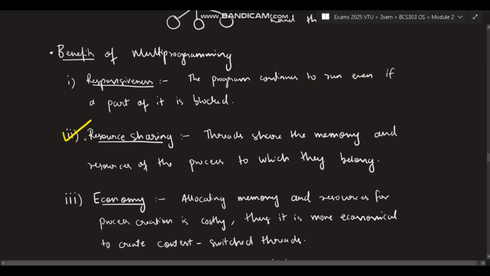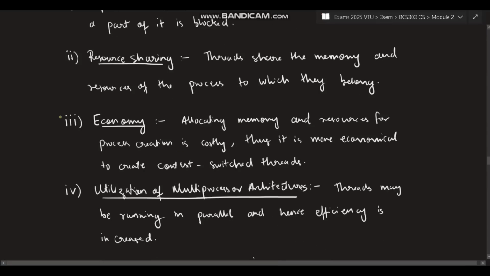Second is resource sharing. If there are multi-threads, all will share the same resources from the process. Okay, and economy. Allocating memory and resources for each process is costly. Therefore, more economical is to create context-switched threads. Here it will cost less also if we share the resources and point multiple threads to a single kernel.